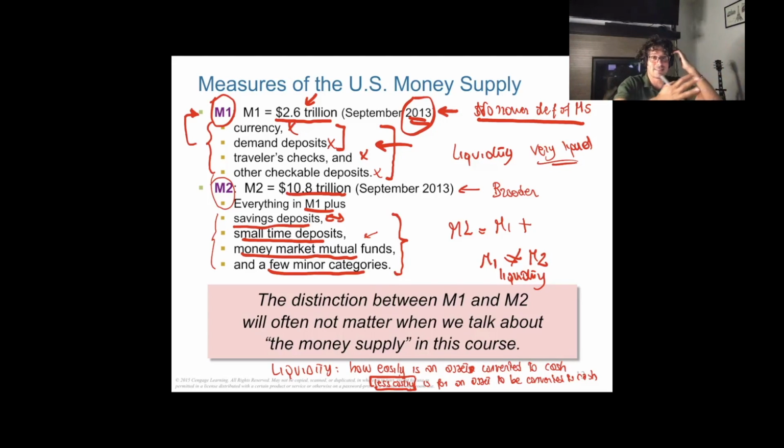The less liquid an asset is, say a house. Let's suppose the only asset I have is a house. I don't have cash on me. If I want to go to the grocery store, I have to find a buyer for my house, get the money, and then eventually go to the grocery store. So houses, for instance, are very illiquid assets.